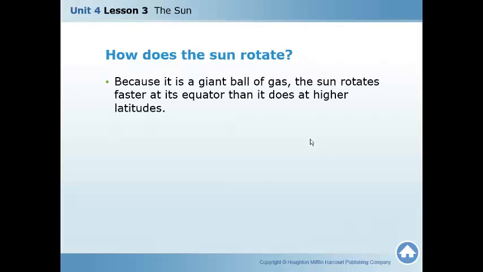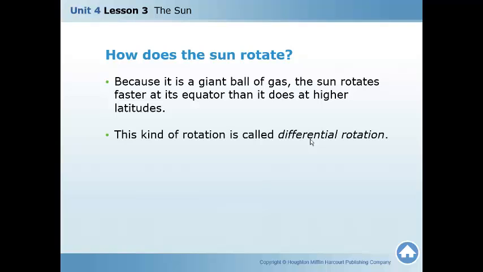How does the sun rotate? Because it's a giant ball of gas, the sun rotates faster at its equator than it does at the higher latitudes. So this is called differential rotation. Unlike the Earth, it's a ball of gas, so the middle is going to rotate faster than either of the poles.